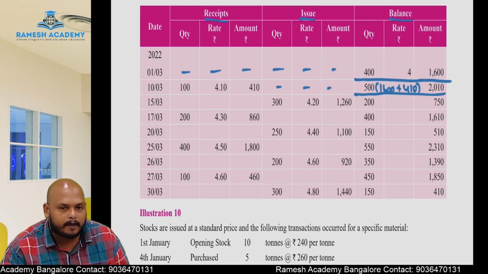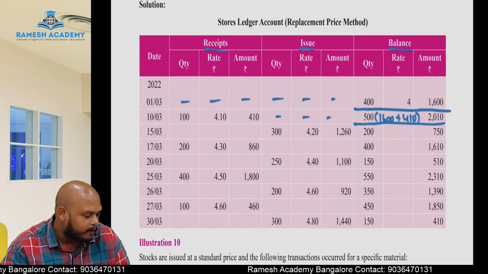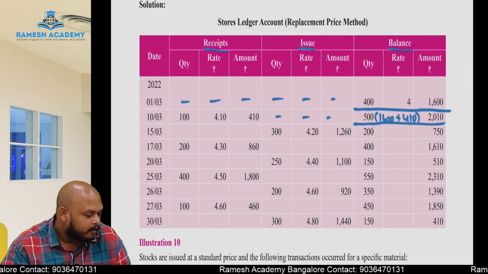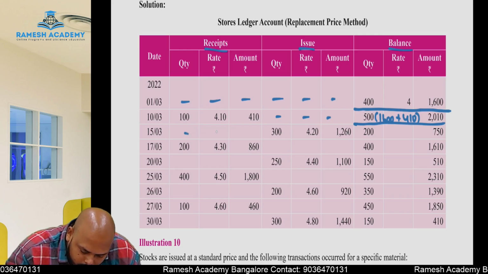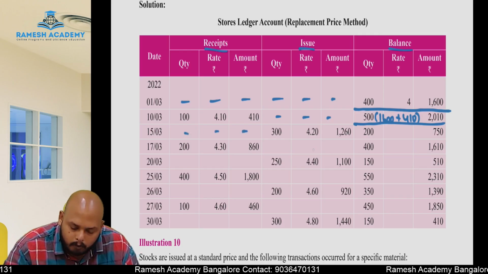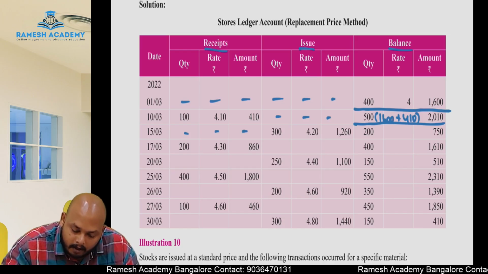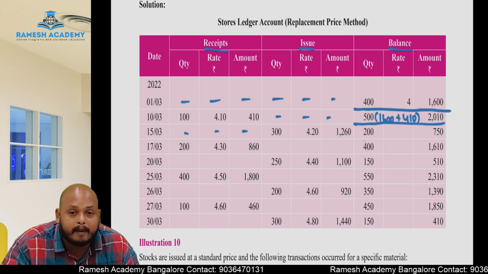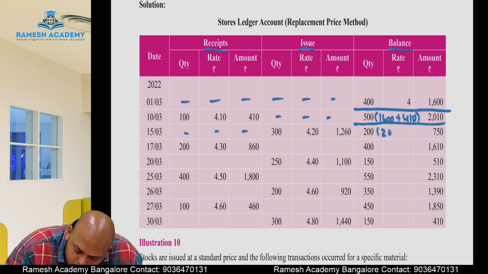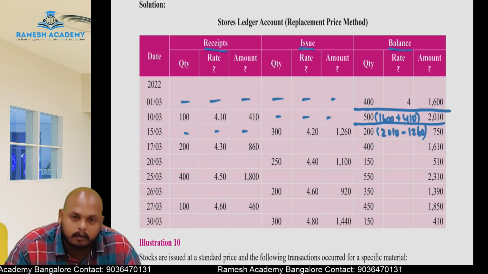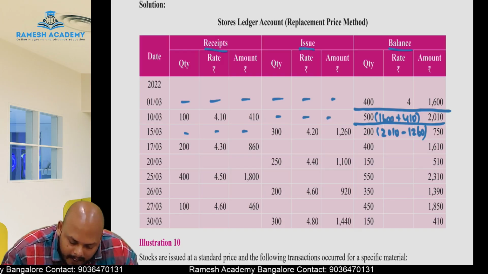For the issue price on 15th March 2022, what is the replacement price given in the question? 4.2. So that price we have to take for those 300 units. 300 units, 4.2, that is the replacement price we take. 500 minus 300, the balance is 200. 2010 minus 1260, the balance is 750.